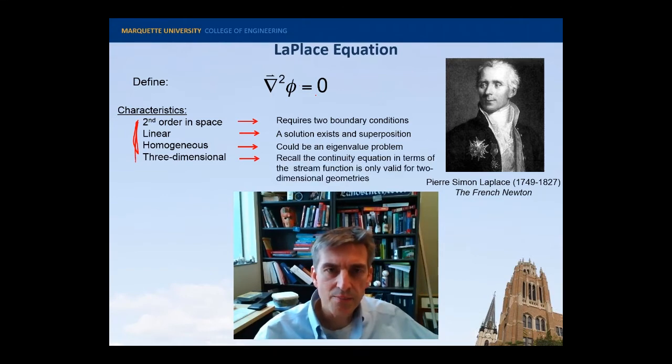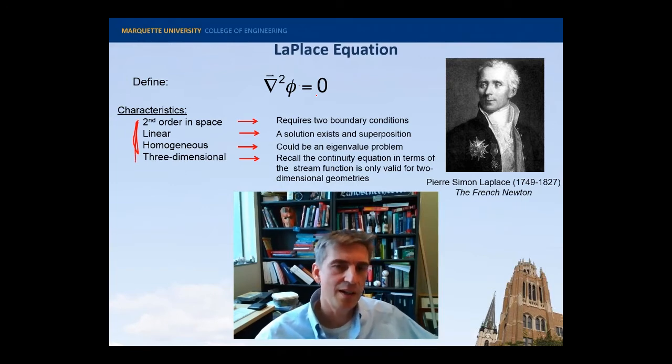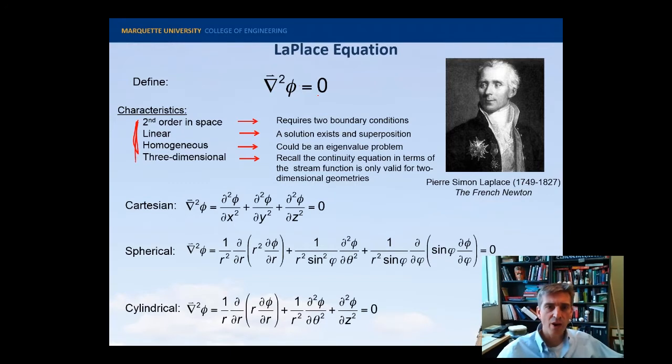Thirdly, this equation, as written here, is three-dimensional. So it's interesting that the potential function is three-dimensional, but the stream function is two-dimensional. Here they all are. I've written out the equations in Cartesian, spherical, and cylindrical coordinates so that you can see them all together. And these equations were named after Pierre-Simon Laplace.